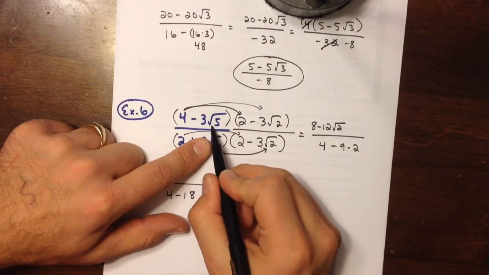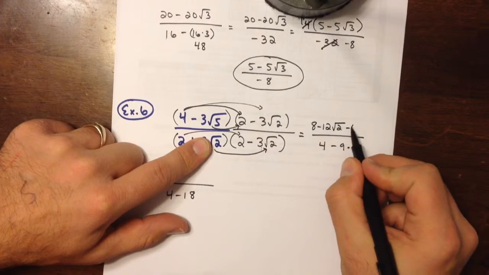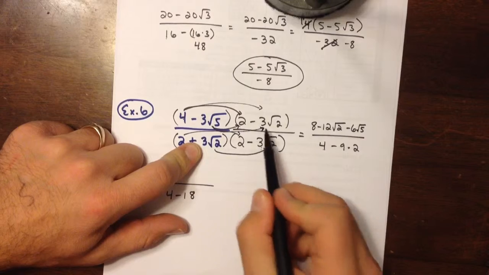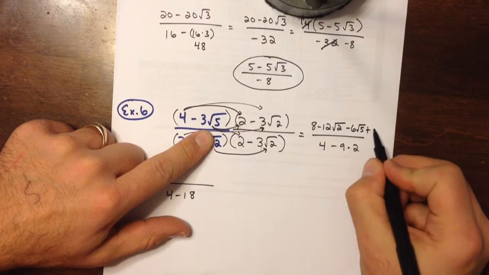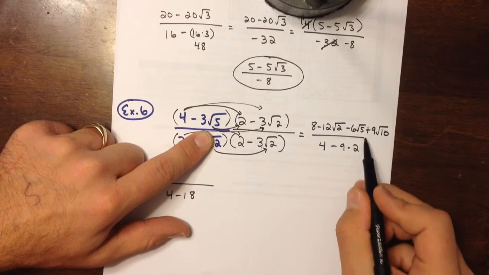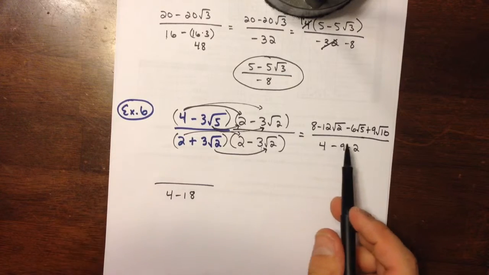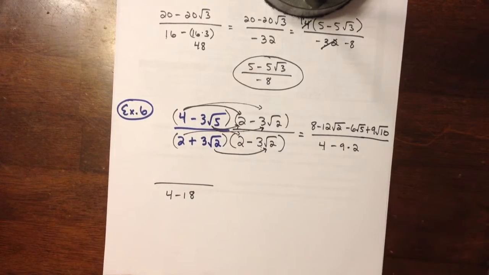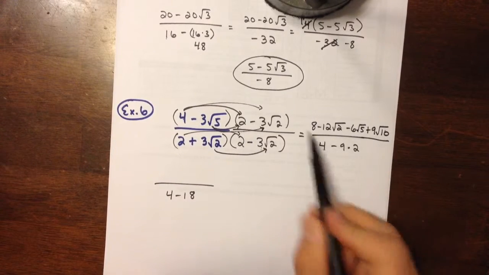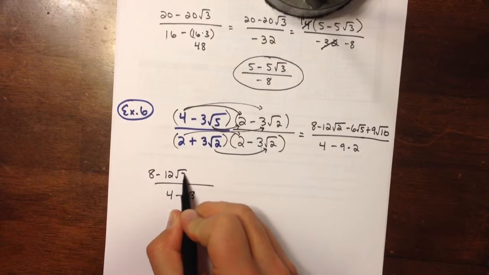Then I go to this term and I multiply it. Negative 3 radical 5 times 2 is negative 6 radical 5. And then these two multiplied is going to be positive 9 radical 10. So you notice up top, I really cannot collect any of these. So the best I can do is just pretty much rewrite it.